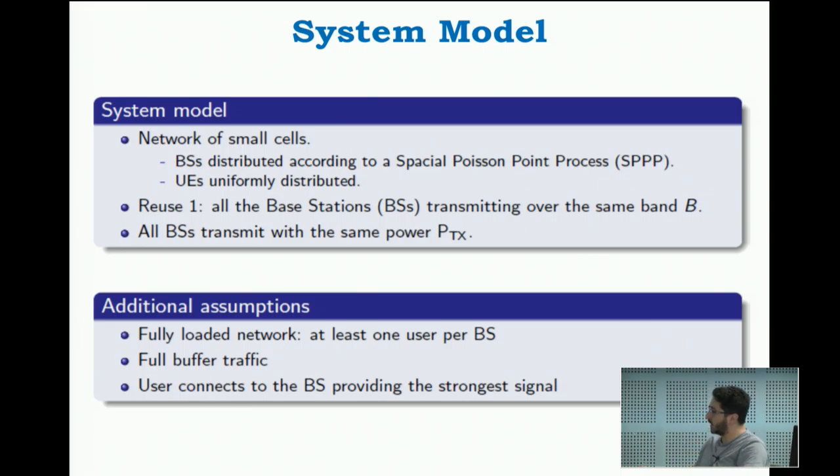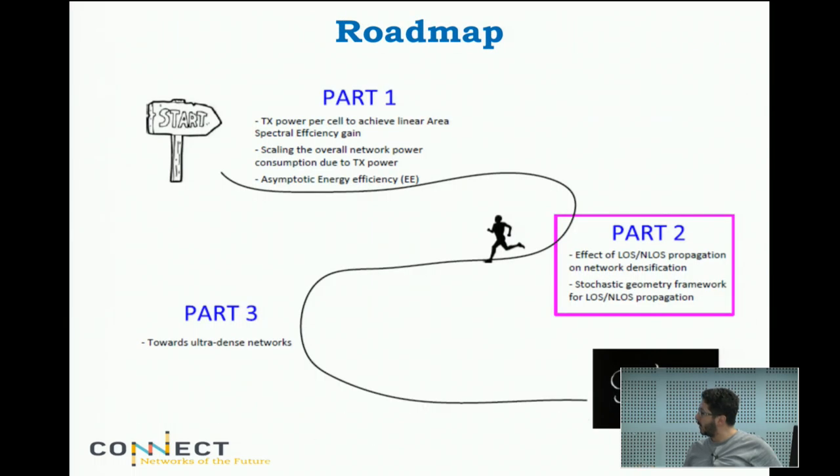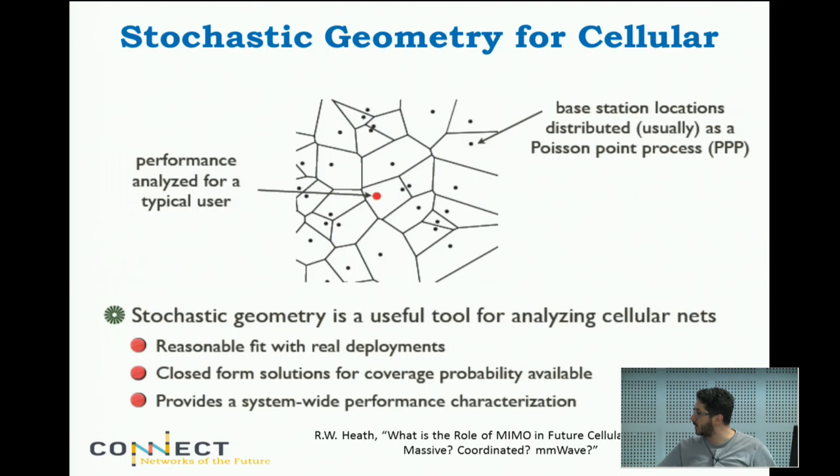Additional assumptions we have, which again you can argue, and I can agree, but you have to start somewhere. The network is fully loaded, which simply means that there are no inactive base stations, so we have at least one user per base station. Where this would break down, and we do have some results on that that I'm not showing in this course, would be part three of this roadmap, where you go towards what we call ultra-dense networks, where you have many more base stations than users. In that case, as I said before in this course, you reverse the scheduling problem. You have to pick which base station should serve your user, rather than picking which users you should serve with your base station. It's kind of reversed. We do have some results on that, but I won't show them in this course.